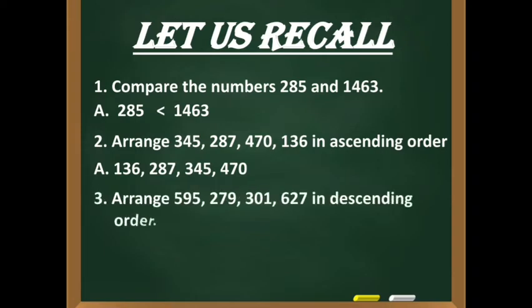Next one. Arrange 595, 279, 301 and 627 in descending order. Descending order means from big number to small number. So which is the big number? 627, then 595, 301 and 279.